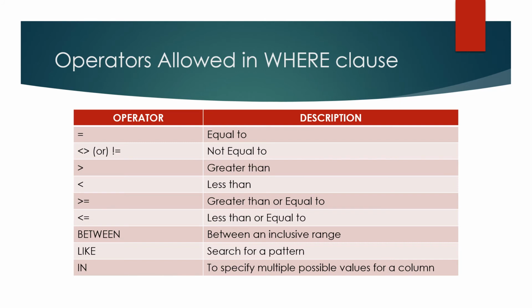And here is the list of operators that are allowed in the where clause. The first one is equal to and the second one is not equal to. Here you can find two different kinds of symbols for not equal to. The first one is used in certain versions of SQL, and in other versions of SQL this one is used as not equal to. Greater than, less than, greater than or equal to, less than or equal to, between. The between operator is used to check whether the values are within an inclusive range. The like operator is to search for a pattern. The in operator is to specify multiple possible values for a column.